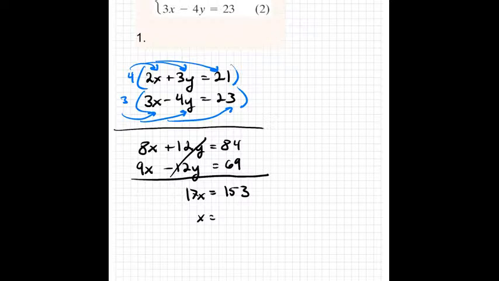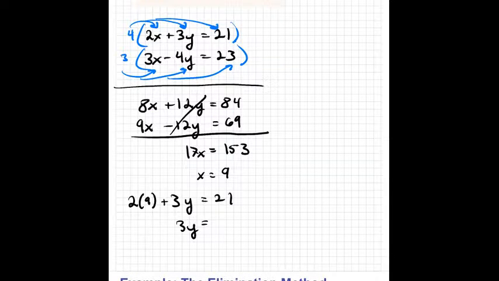So we get 9, right? Let me see. 90 plus 63, 153 sounds good, okay? So now, if this is our x, then we can plug it back into either equation to solve for y. I'm going to plug it into the first one because it looks more simple. So we're going to say 2 times 9 plus 3 times y equals 21. So then 3y equals, if we subtract 18 on both sides, we get 3, and y equals 1. So our claim is that the ordered pair 9, comma 1 is the solution to the system.